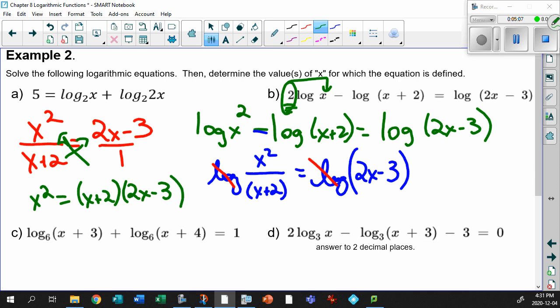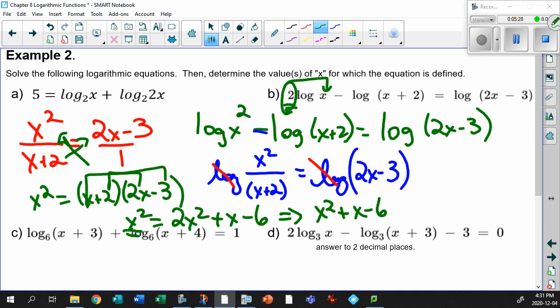Doing a little bit of FOIL magic here, you're going to have x squared equals 2x squared, minus 3x plus 4x gives you plus x, and then 2 times minus 3 is minus 6. Bring that x squared over. You're going to end up with x squared plus x minus 6, and the factors work out to be x plus 3, x minus 2, and your values are x equals minus 3 and x equals positive 2, right? Wrong.